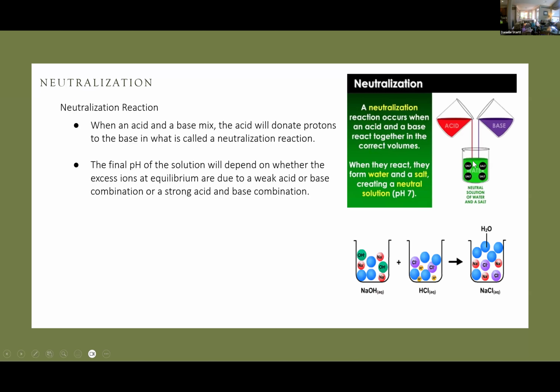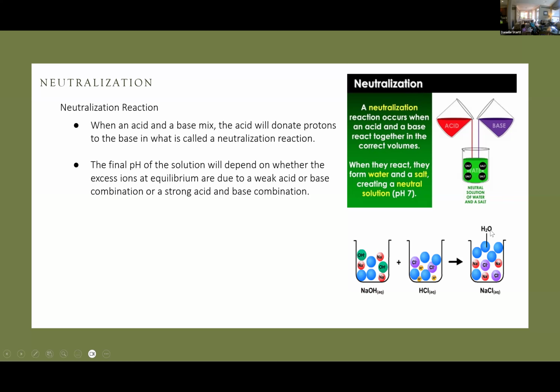So here's a graphic for it. A neutralization reaction occurs when an acid and a base react together in the correct volumes. When they react, they form what? Water and salt. Sometimes a gas, but water and salt always. And create a neutral pH of 7. That's what you're going for. So for example, if you have sodium hydroxide and hydrochloric acid and you put them together, you get water and sodium chloride. You guys have seen this, right? Because we've done it in lab now like twice. We've used these same components. And you're aiming for sodium chloride.